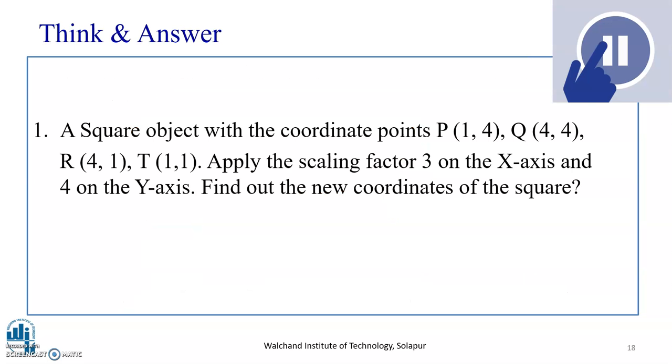So I now request you all to pause the video for some time and answer this problem. A square object with coordinates points P(1, 4), Q(4, 4), R(4, 1) and S(1, 1) is given. Apply the scaling factor 3 on the x-axis and 4 on the y-axis. Find out the new coordinates for the square. Once again, pause the video, reflect on the formula and the concept and solve the given question.